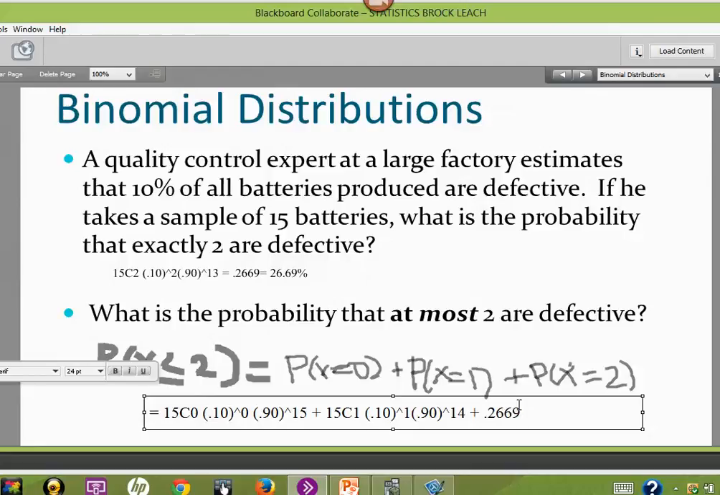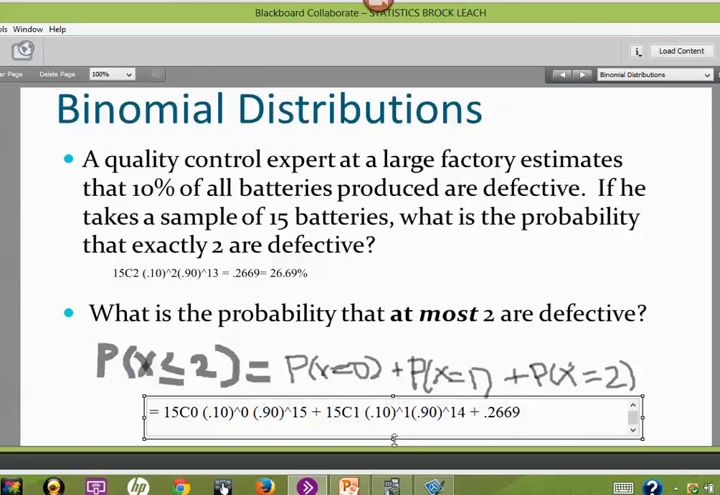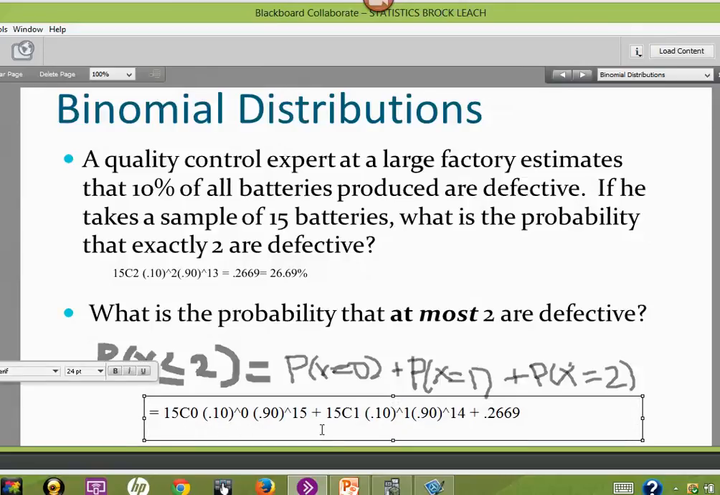Go ahead and see if you can figure out this probability for each one of these. Let's do each one first. Go ahead and pause it if you wish and calculate these out. I'm just going to jump right in here. So for the first one, you should get 0.2059 if we round it to 4 decimal places.